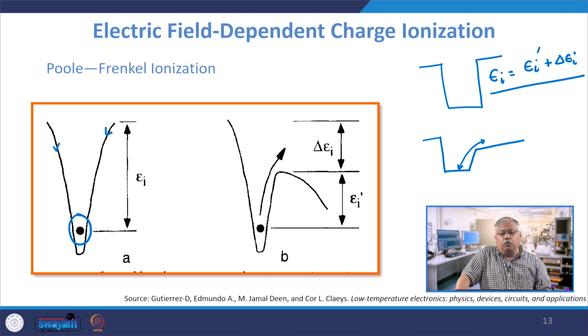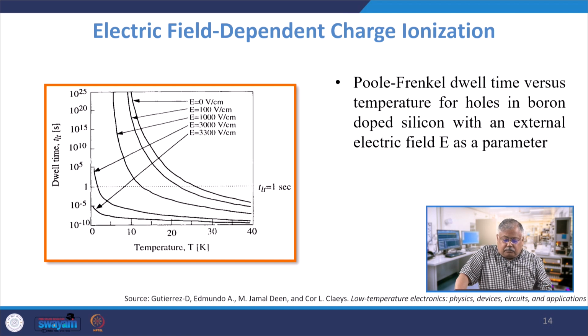This is known as Poole-Frenkel ionization. Now if I do a Poole-Frenkel dwell time versus temperature, it is almost the same as we have discussed till now, but let's look at what we are trying to do. So this is basically boron-doped silicon, a p-type material, and there is an external electric field available to you, which is a parameter.